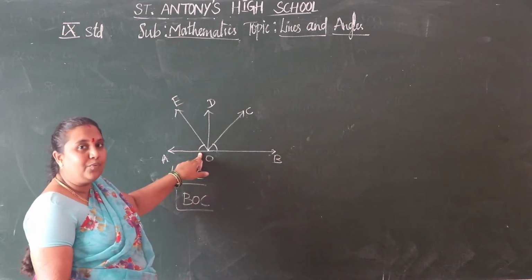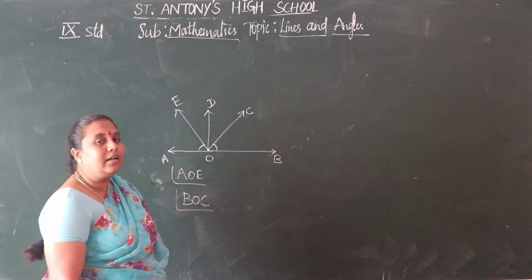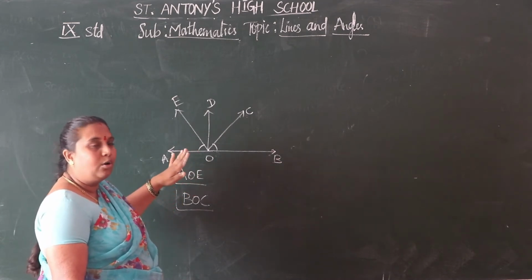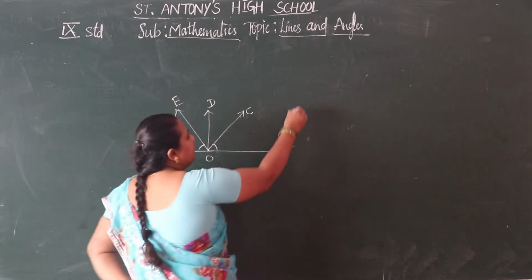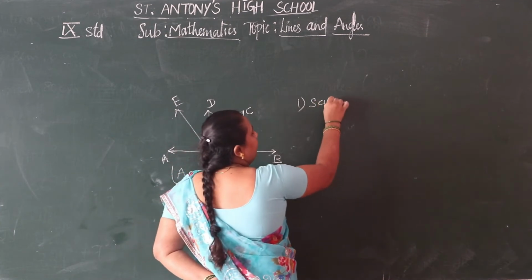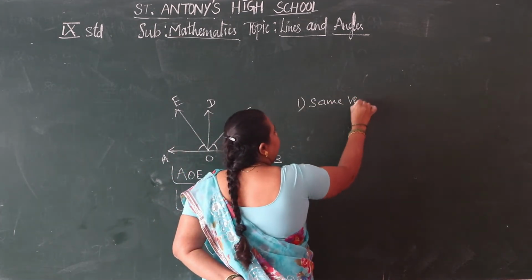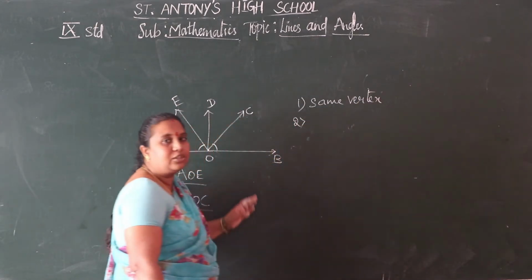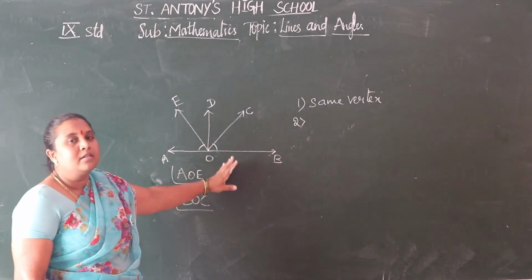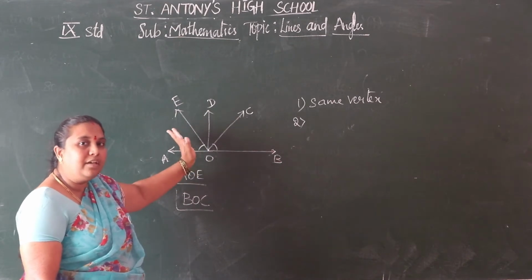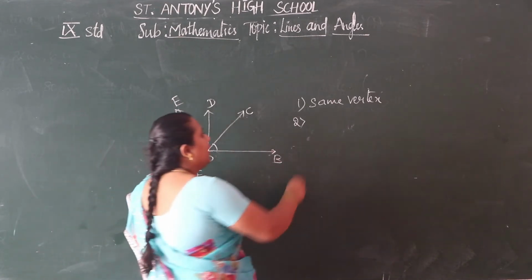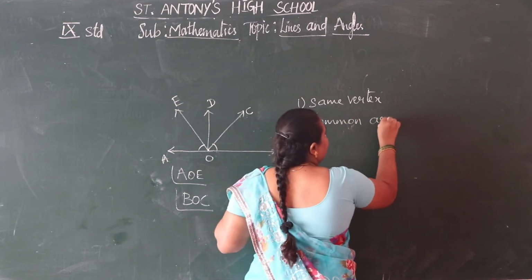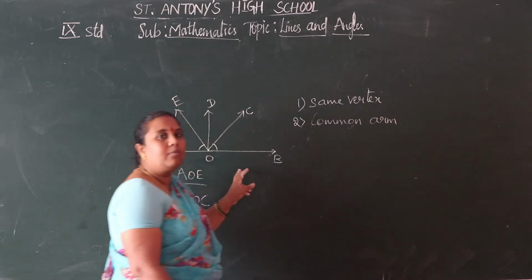Okay, for that we can say these two angles are adjacent angles. Is it right? No. The first condition is same vertex. What is the second condition for adjacent angles? Both the angles are having a common arm.